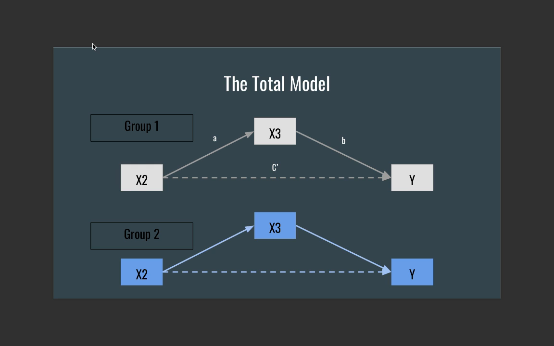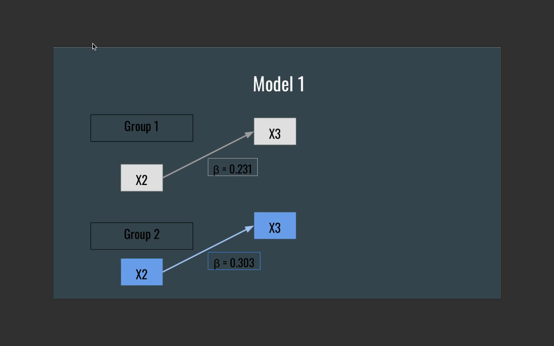x2 is a continuous predictor and an exogenous variable. An exogenous variable predicts other variables in the model, but its source comes from outside the model. x3 is an endogenous continuous variable, which is being predicted by x2, and an endogenous variable is a variable that's being predicted by another variable in the model, and y is the outcome variable, which is also endogenous. First, I'm going to run through the analyses of multiple linear regression models and then compare these linear models to the total path analysis.